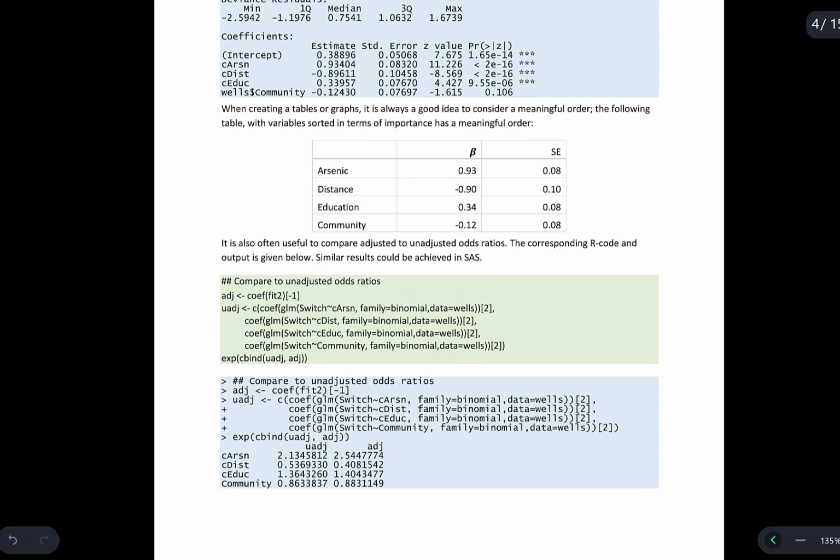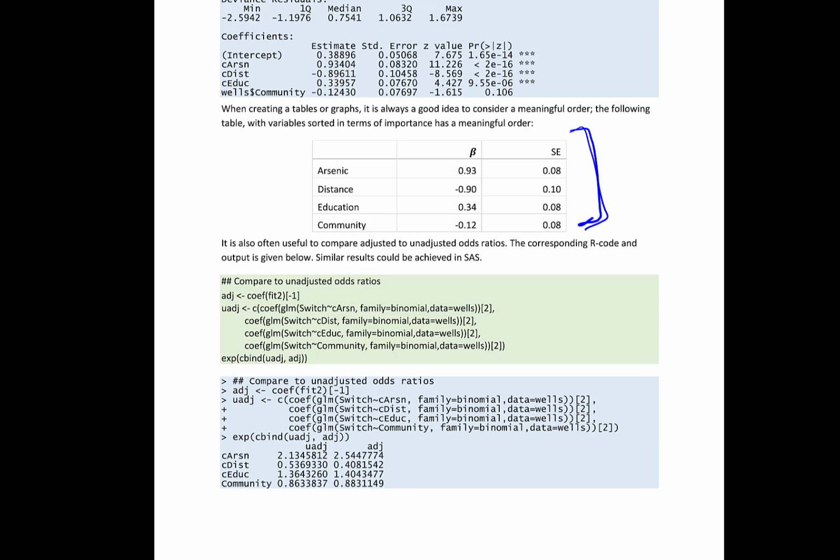One thing to notice here when creating tables or graphs, it's always a good idea to consider a meaningful order. So the following table with variables sorted in terms of importance has a meaningful order. One reason I make this comment is that in the additive model, the order we put variables in R or SAS doesn't actually matter. It's an additive model. So how we present those results is going to be important. That's why ordering them in terms of importance is more meaningful than just the order that we put them in the model.